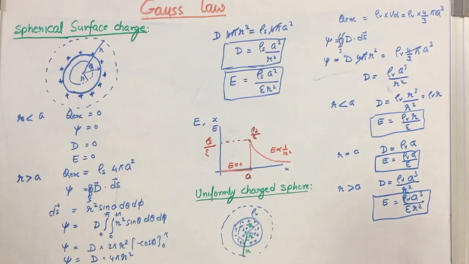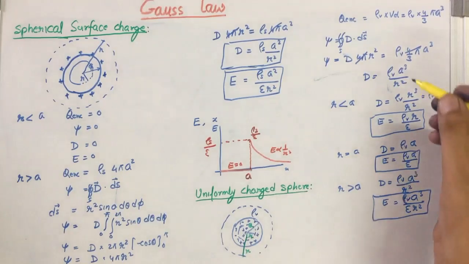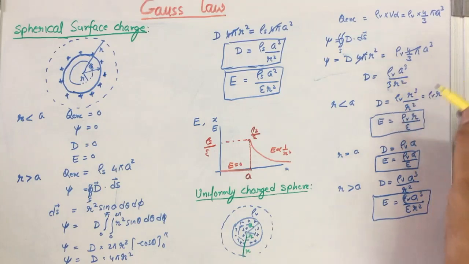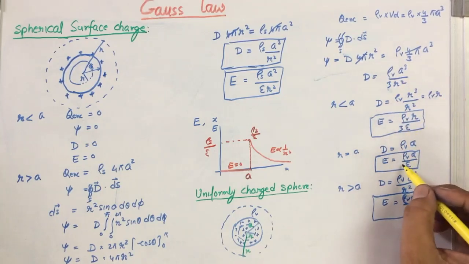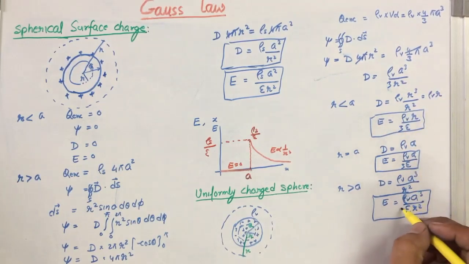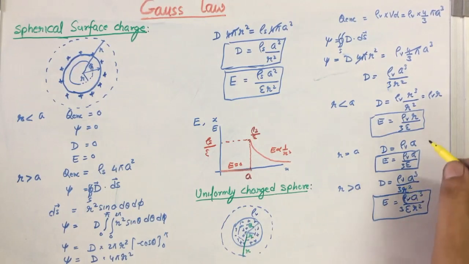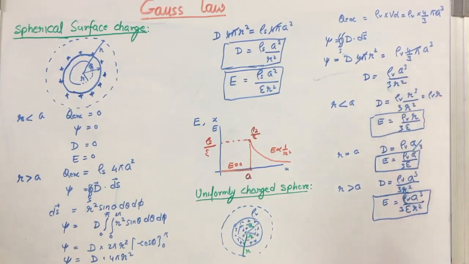So in this way we have the electric field in different conditions in the case of a uniformly charged sphere. Okay, I think we are missing something. Yes, here there should be a 3. In every denominator it should be 3. Okay, now it is okay. Let us try to plot it.